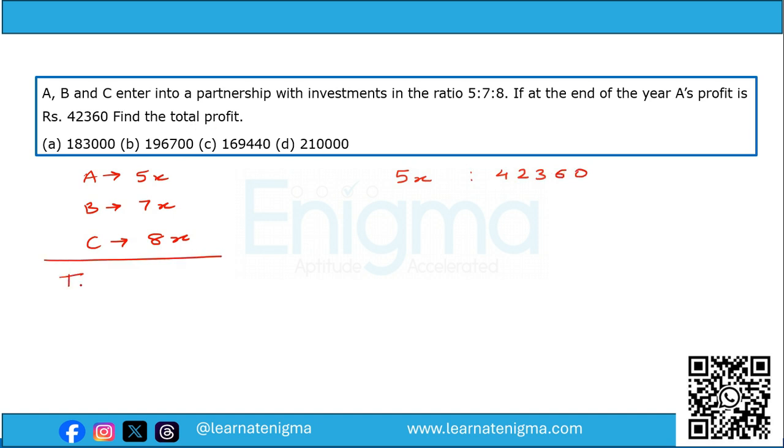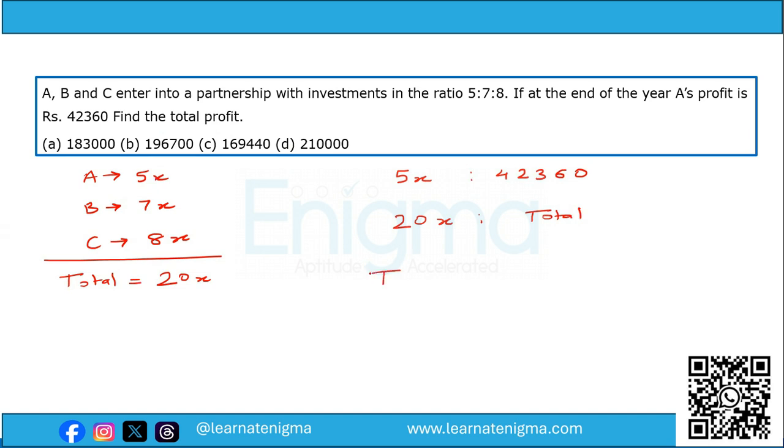Now the total profit will be the addition. So 5 plus 7, that is 12, plus 8, we get 20x. So 5x is equal to 42360. We want to find out 20x. Let's find out the total profit.